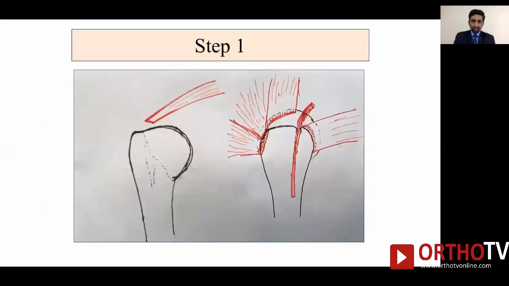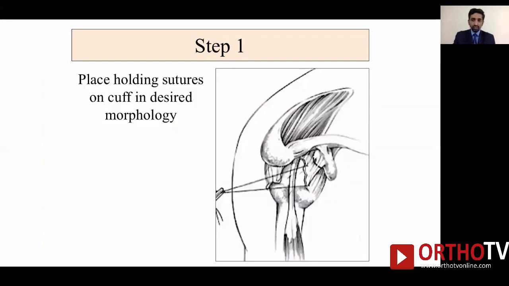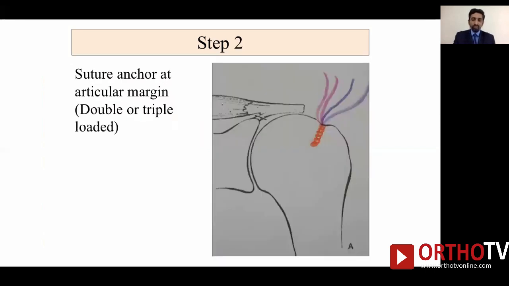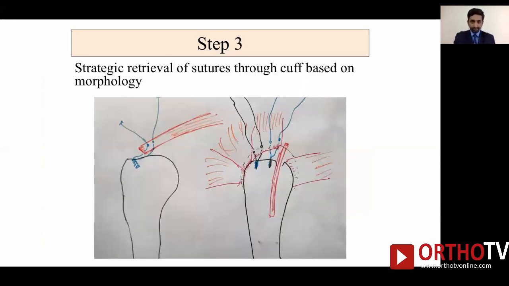So going step by step. In the first step, expose the cuff. After exposing the cuff, take the holding sutures and try to identify the cuff anatomy. After that, put a medial row anchor at the margin of the cartilage and take the threads out. So it can be one anchor or two anchors based on the cuff tear size, and it is typically a double or triple loaded anchor.